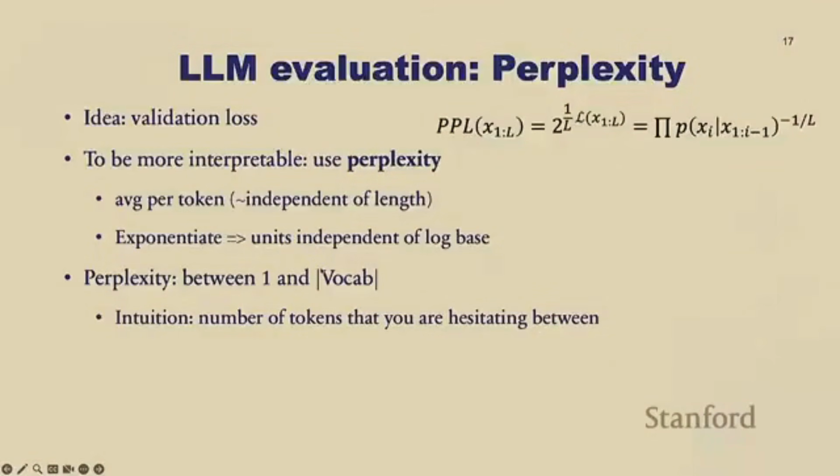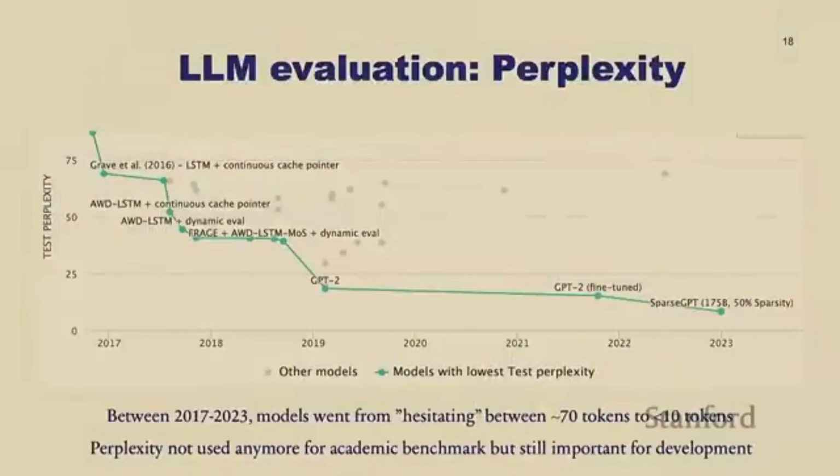So the intuition of perplexity is that it's the number of tokens that your model is hesitating between. If your model is perfect, it doesn't hesitate, it knows exactly the word. If it really has no idea, then it hesitates between all of the vocabulary. Perplexity really improved. That's perplexity on a standard dataset between 2017 and 2023. It went from about 70 tokens to less than 10 tokens over these 5-6 years. So the models were previously hesitating between 70 words every time they generated a word, and now they're hesitating between less than 10 words.